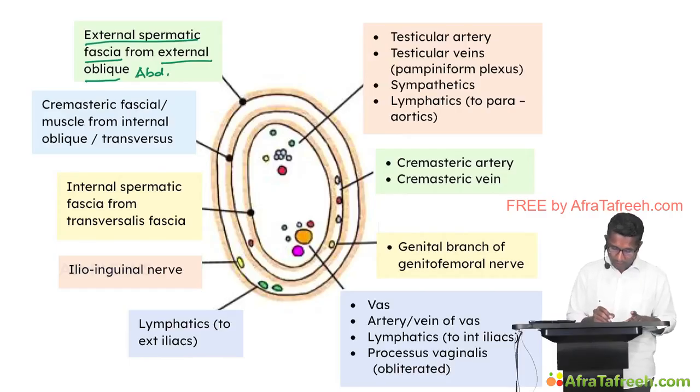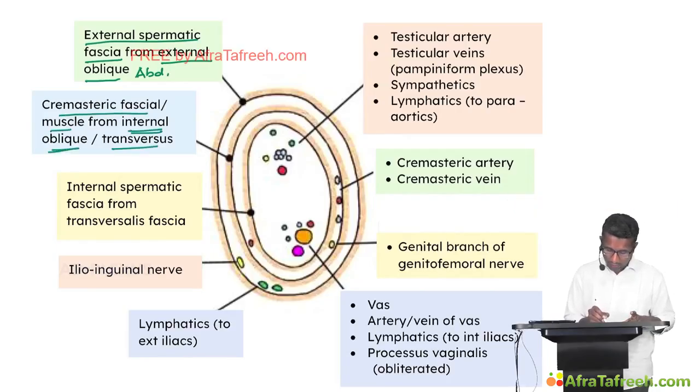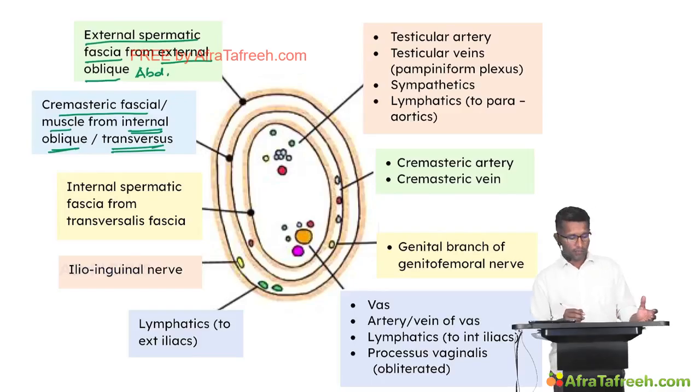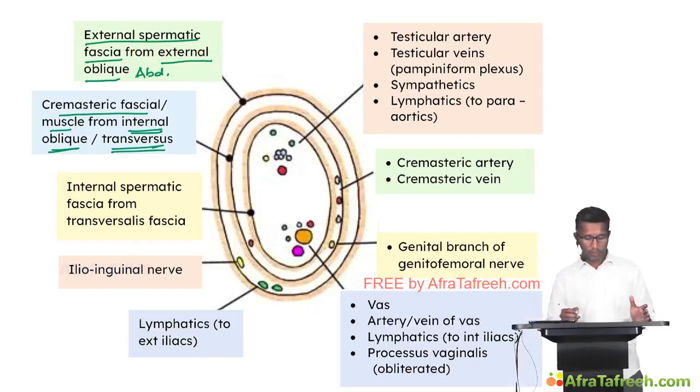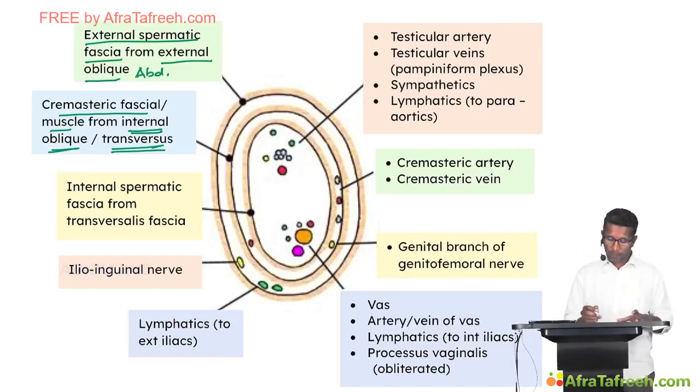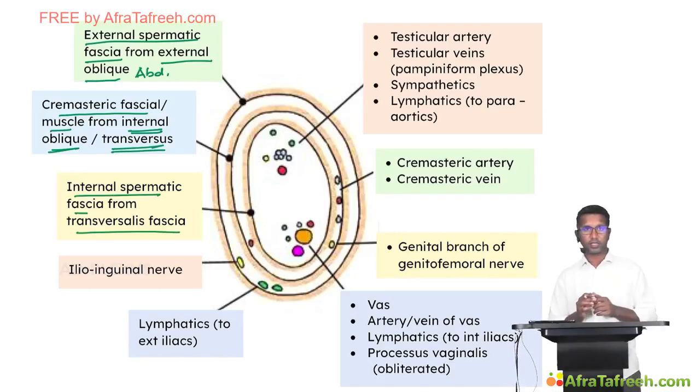This cremasteric fascia and the cremasteric muscle are derived from the fusion of the internal oblique abdominis muscle and the transverse abdominis muscle. We have noted that also in the previous discussions. The next covering is the internal spermatic fascia, which is a continuation of transversalis fascia, or fascia transversalis.